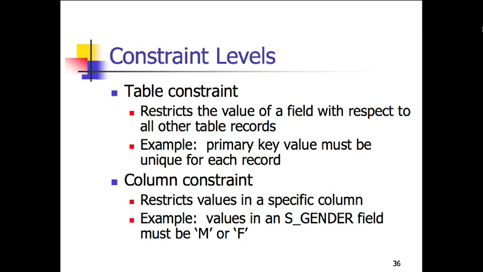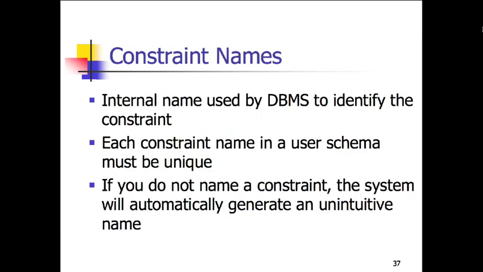So now they don't ask for the full social security number anymore, which is good. An example might be a primary key value that must be unique from all other records. So it keeps it so you only have one of each person and one of each type. We have constraint names that we can put on this, an internal name used by the database management system to identify the constraint. And we also have this thing called a trigger that can put a constraint in place if you wanted to.